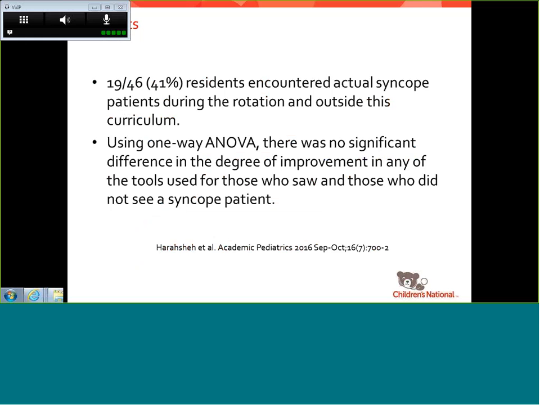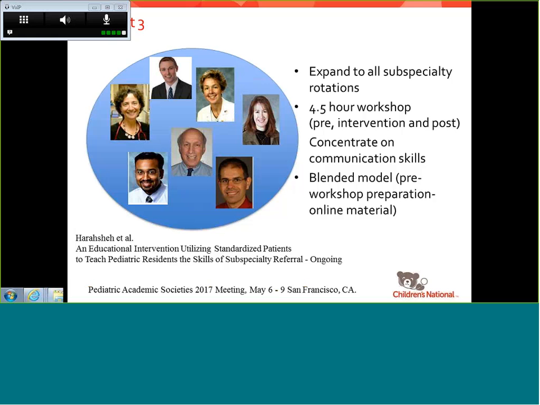But the second question is, what was the impact of seeing a syncope patient or bedside teaching by an attending on their performance? And what we noticed is that the improvement did not change based on whether you saw a true patient with syncope or not. The success in this program led us to move along and get to a larger program across all subspecialties.